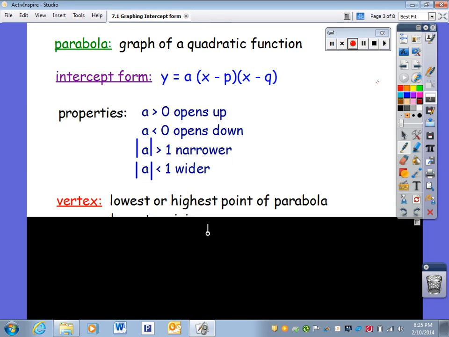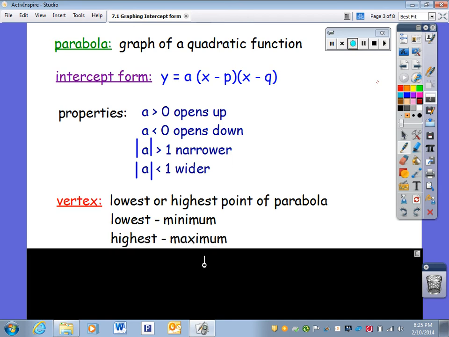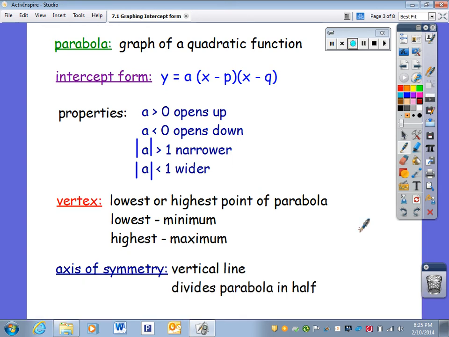Remember that the vertex is the lowest or highest point of the parabola. At the lowest point, it is called the minimum, and that is when the parabola is opening up. And at the highest point, when our parabola is opening down, the vertex is a maximum. The axis of symmetry is the vertical line that divides the parabola in half. Remember that each side matches, so the parabola reflects from one side to the other.